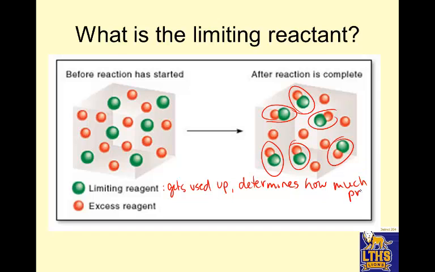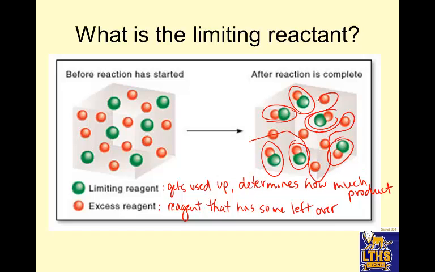All right. What do we call the other reactant? Well, the other reactant is called the excess reactant. The excess reactant or excess reagent is a reagent that has some leftover. So how do we know the red has some left? The excess reagent, the ones I'm circling, this funny looking shape shows you the excess reactant. It's some that's left over.